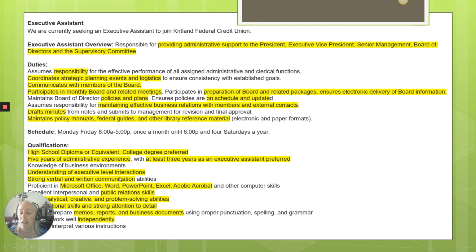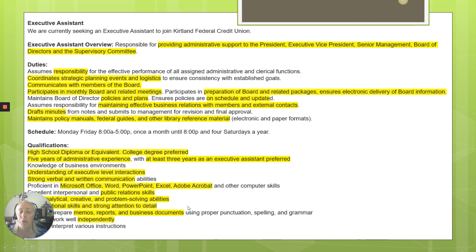So you need this one. You need to understand executive level interactions. You need Office, Word, Adobe Acrobat, those types of things. So you can go through here and highlight. And if public relations, if dealing on executive levels is really a strength for you, you're highly professional and organized and things like that, then this might be the job for you.